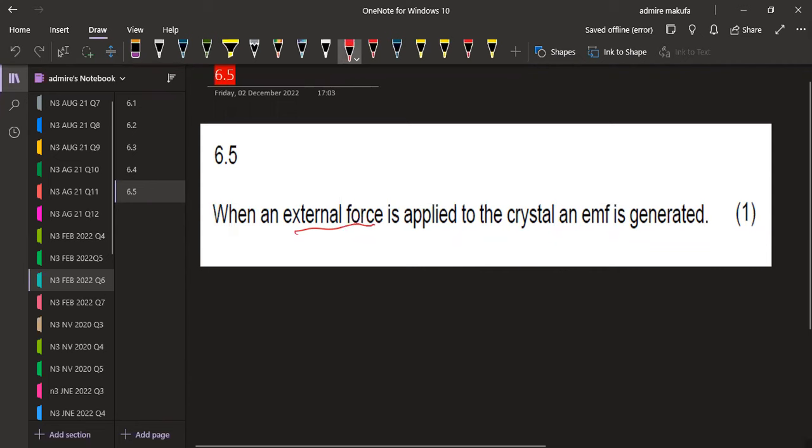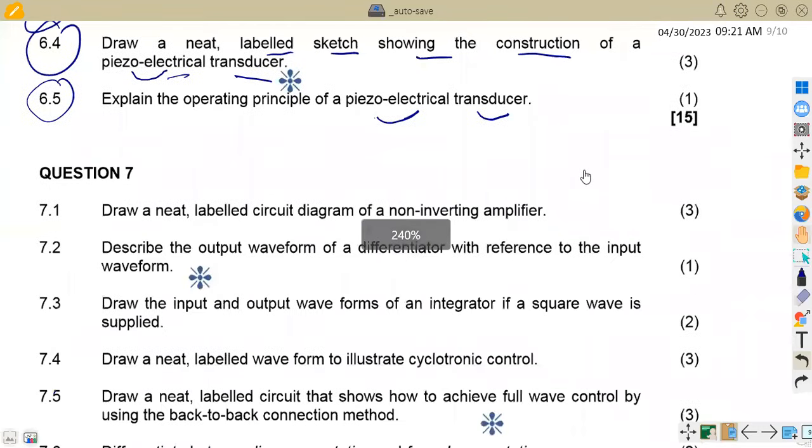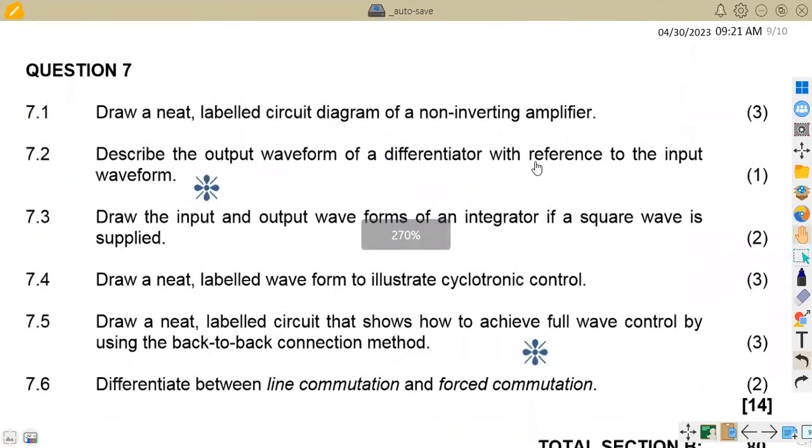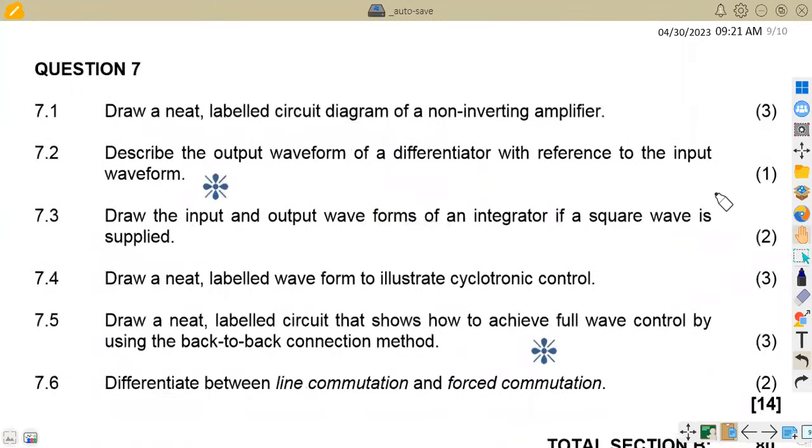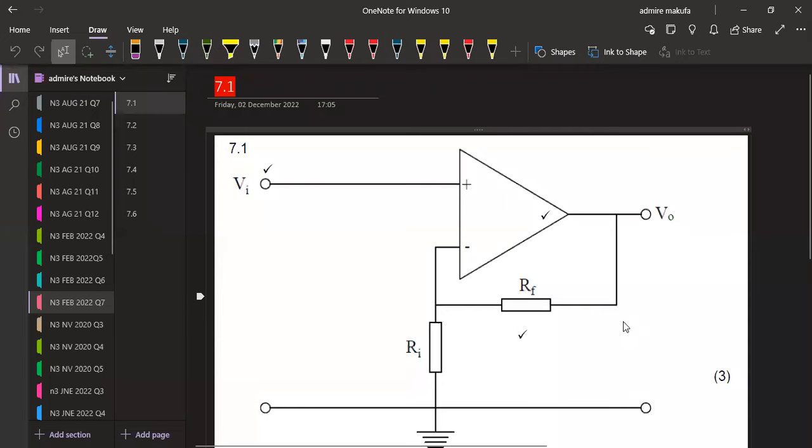If we move on to question 7, we are given 7.1, where we are to draw a neat labeled circuit diagram of a non-inverting amplifier. Take note, a non-inverting amplifier. That's 3 marks for that one. All right, so for a non-inverting amplifier, this is what you must have. Properly show the points on the diagram, the resistors and everything properly shown.